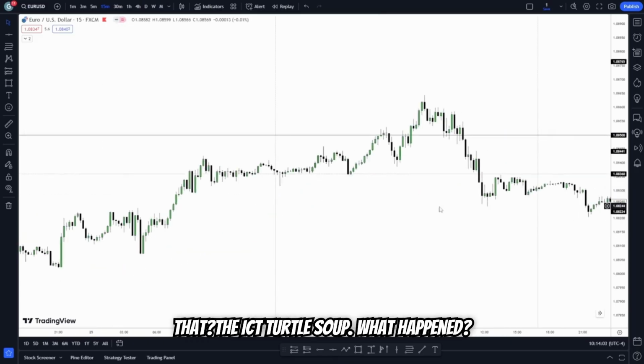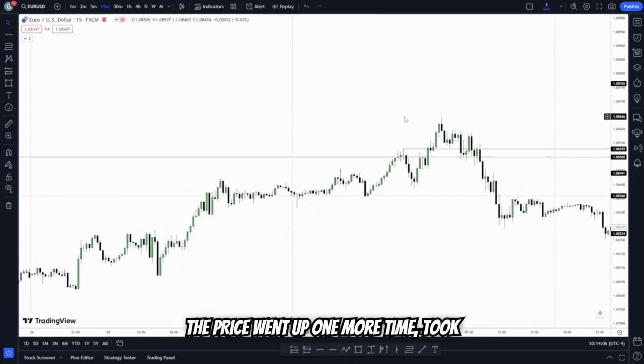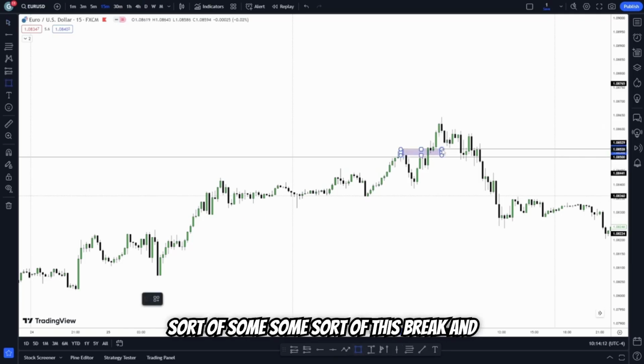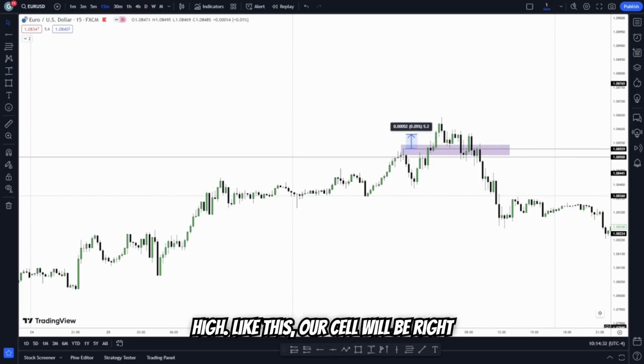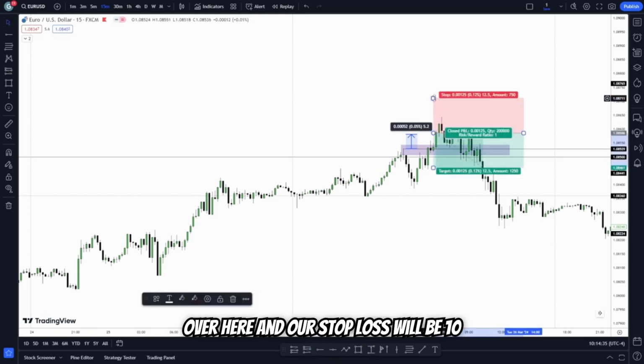But what happens after that? The ICT Turtle Soup, what happened? The price went up one more time, took this high, and did a consolidation over here to fool people that some sort of break and retest is going on over here. Okay, but what happens after that? It made a false move like this to create a narrative that this is a break and retest, but our sell will be right above this a little bit, 1 or 2 pips or 5 pips above the high, like this. Our sell will be right over here, and our stop loss will be 10 pips.